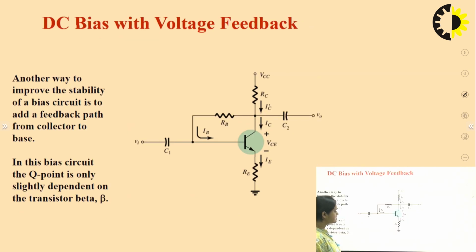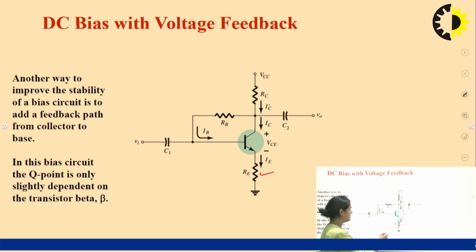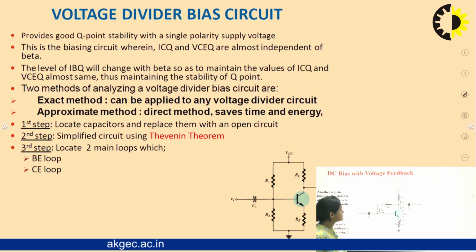Another technique is DC bias with voltage feedback, which is also known as collector feedback. This is similar to the previous one, and here this RB is additionally added to the circuit, as compared to the previous circuit, just to increase the stability. So again, with this biasing technique, we will get more stability as compared to fixed bias.